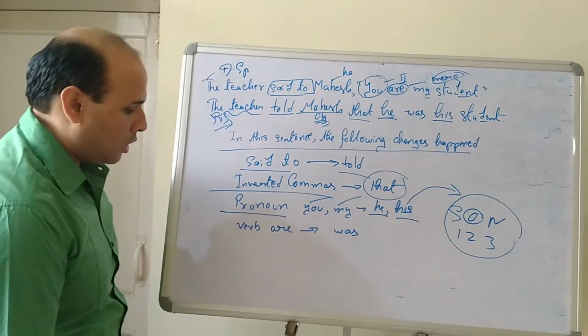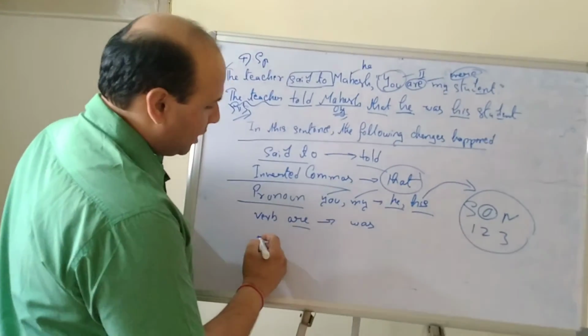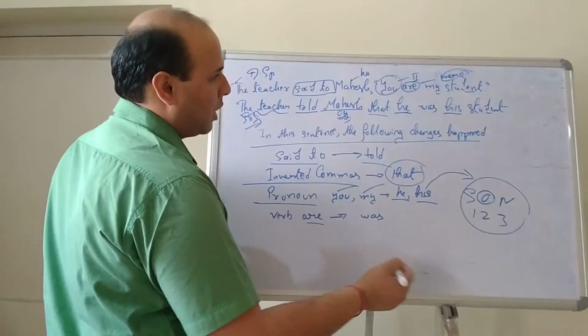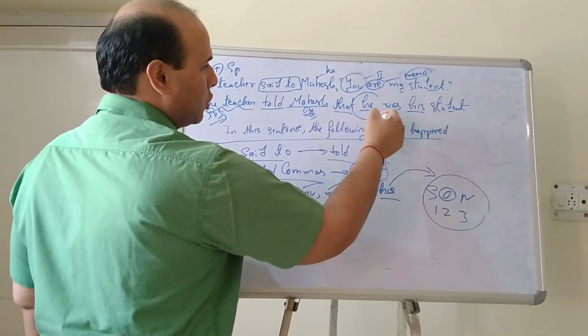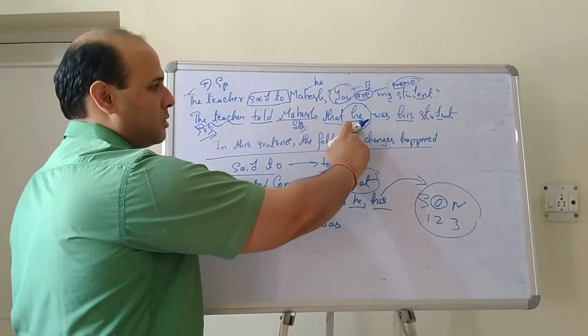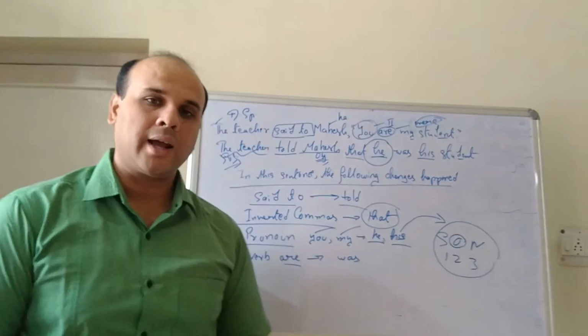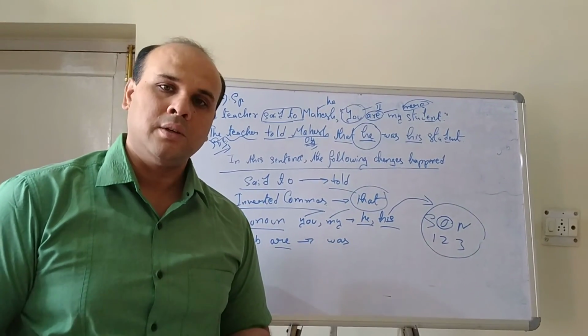Now the verb "are", the be form of the verb, has been changed to "was". Why? Because it has to be compatible with the usage of the subject. Now with the help of this simple method, you can also practice direct and indirect speech and procure good marks. Take care.